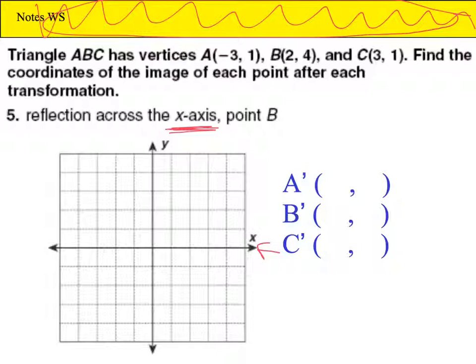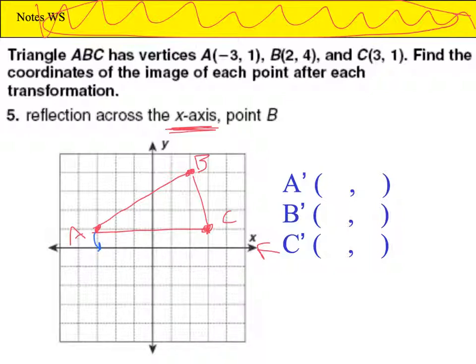Okay, so the very first thing you have to do is plot your points. A is at (-3, 1). B is at (2, 4). And C is at (3, 1). Now what we are going to do is reflect this over our x-axis. How we do that is the exact same way we did our reflection over the y-axis, except now instead of counting across to our y, we count across to our x.